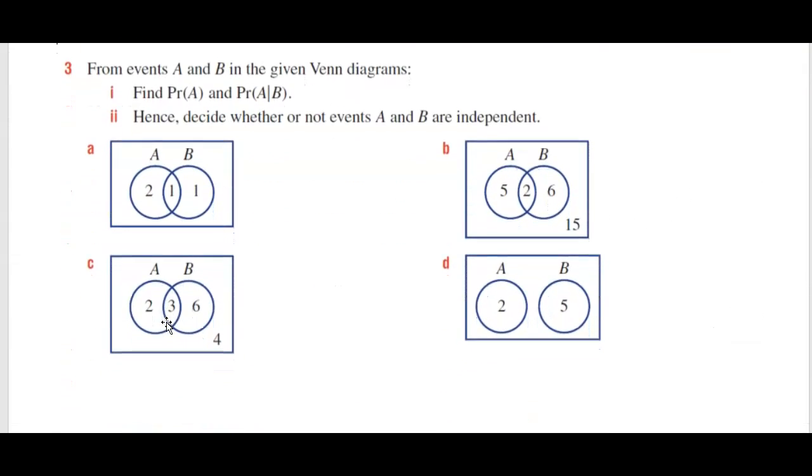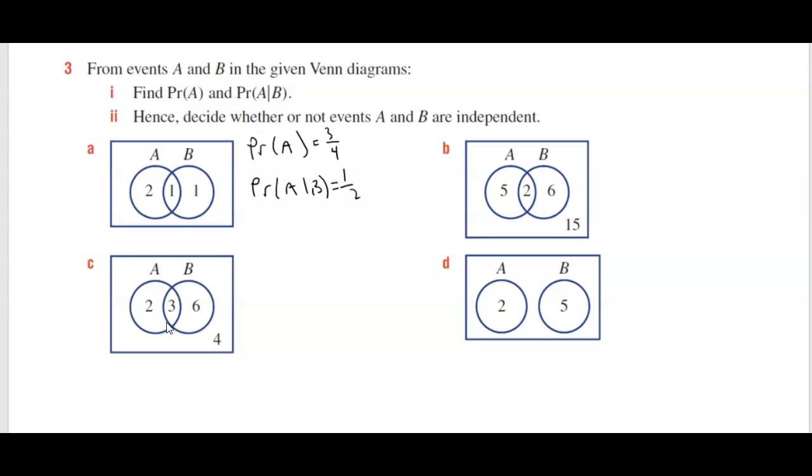Okay, so question 3, from events A and B in the given Venn diagrams, find the probability of A and the probability of A given B, and then decide whether or not A and B are independent. So let's do each one. The probability of A is 3 over 4. The probability of A given B is 1 over 2. So we're looking at the intersection over B.